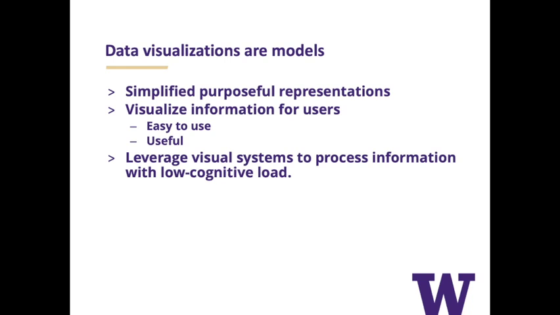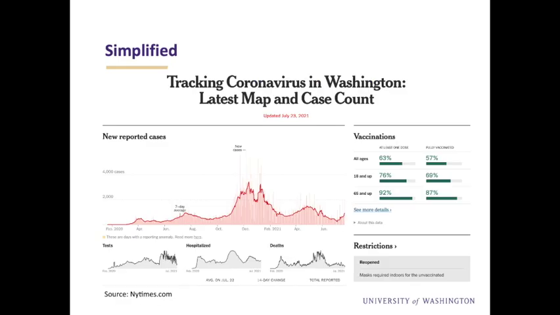By doing so, we hope to visualize information that users can find useful and easy to use. And some of the best data visuals are those that are going to use our visual systems in order to process information and reduce the cognitive load it would take for us to look at the data in its raw format. So an example of this is something you might have seen in the news over the last time period. So here is some reporting from the New York Times about the tracking of coronavirus in Washington and the latest case counts, as well as vaccination rates.